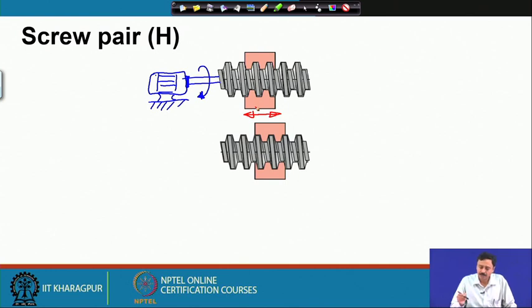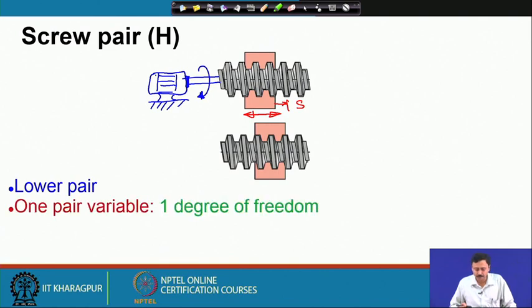So, therefore, I have only one pair variable. If I say that this sliding distance is the pair variable, then corresponding to that how much should be the rotation, I can easily calculate if I know the lead of the screw. So, this is a lower pair, because as you know within a screw and a nut the contact is an area contact. It has got one pair variable, as I just now mentioned. Either you can take it as the sliding distance or the corresponding rotation of the screw. So, it has got 1 degree of freedom.